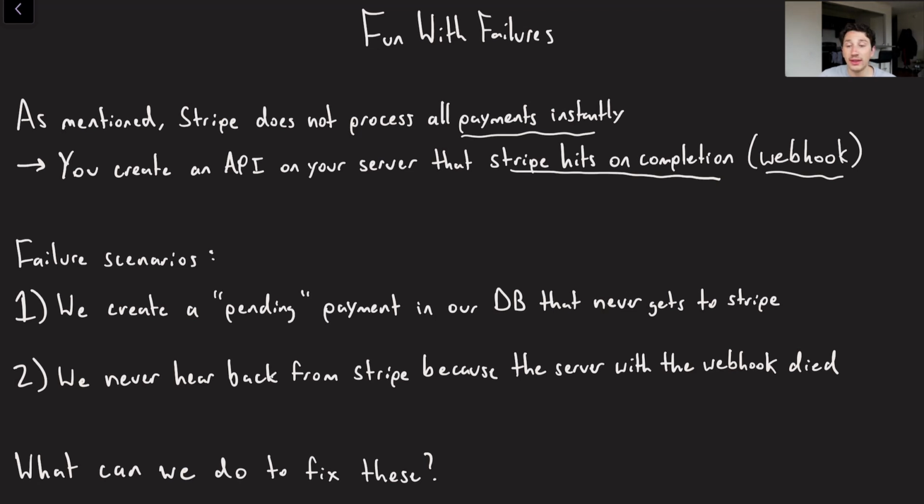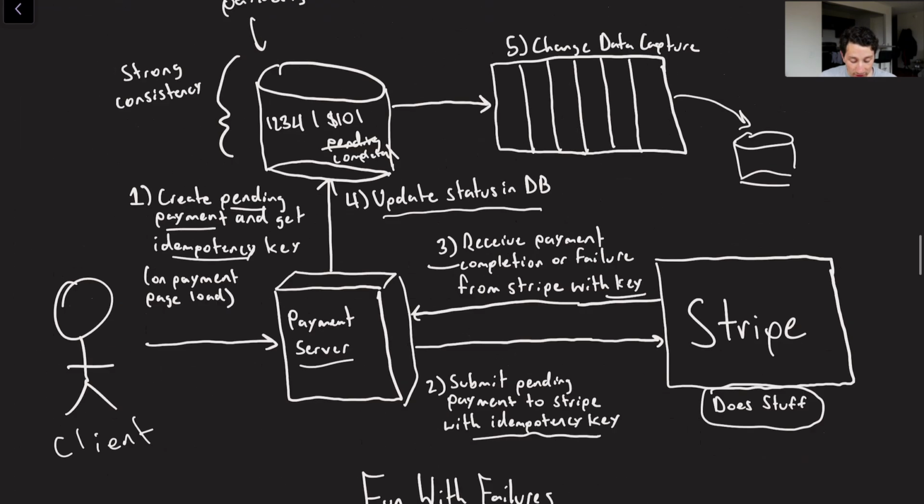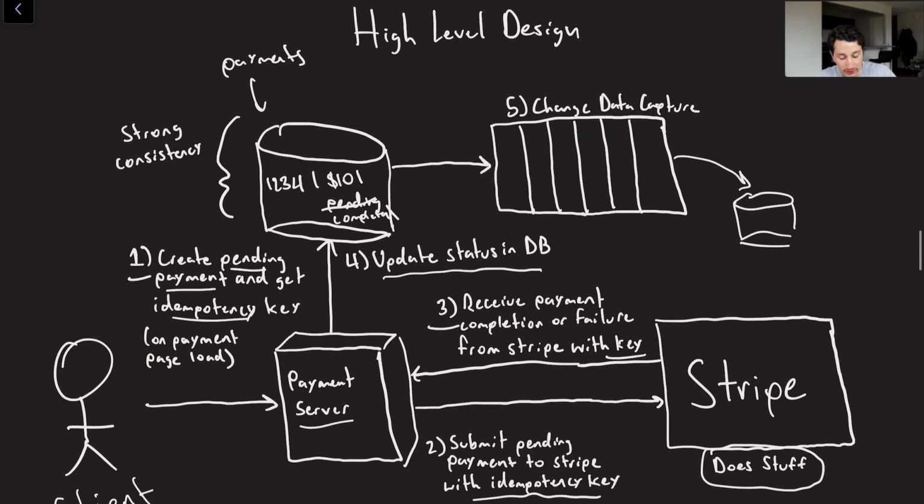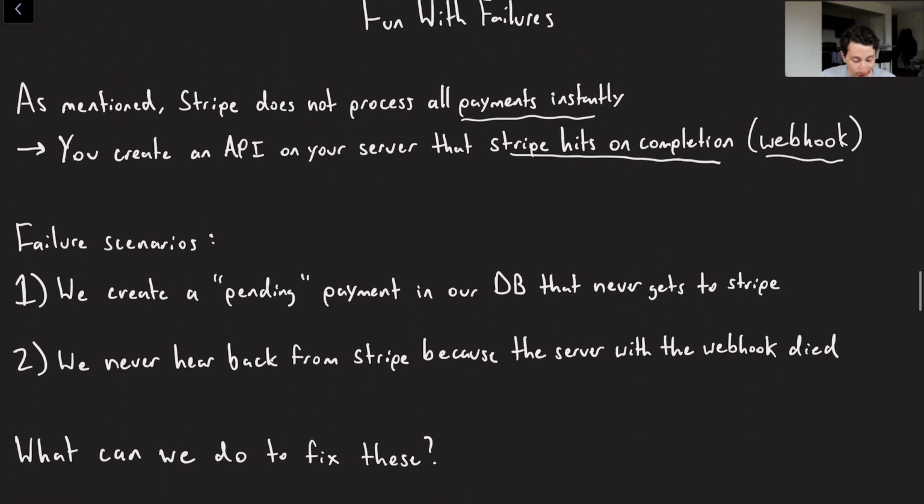Great. So what are the failure scenarios now that we've explained how we're actually going to hear back from Stripe? Well, for starters, number 1, what could happen is step 1 goes through, right? We get our idempotency key, we put something in the database with a status of pending, and now after that, maybe our payment server dies and we never actually submit it to Stripe. So that's failure scenario number 1.